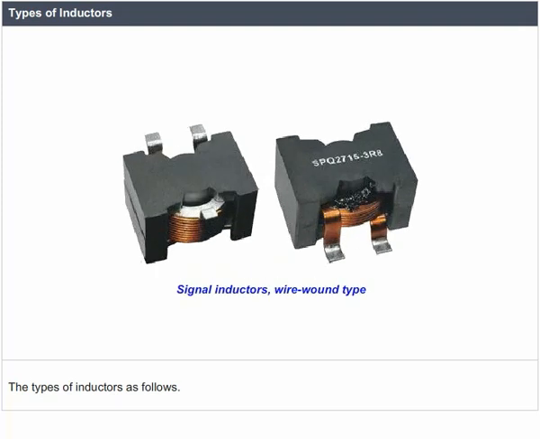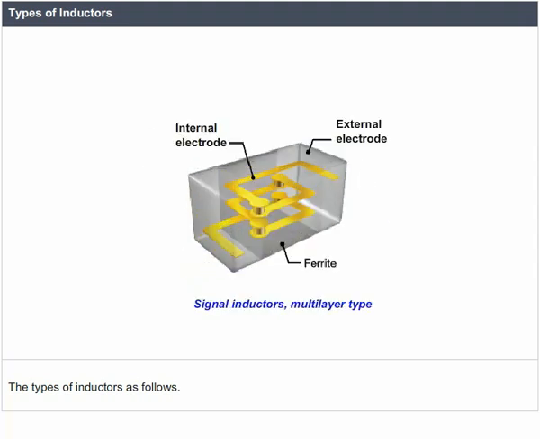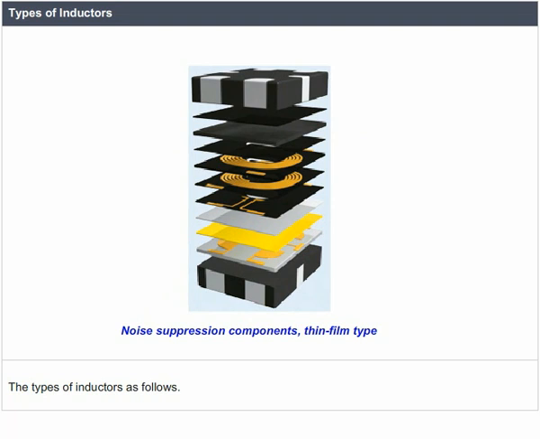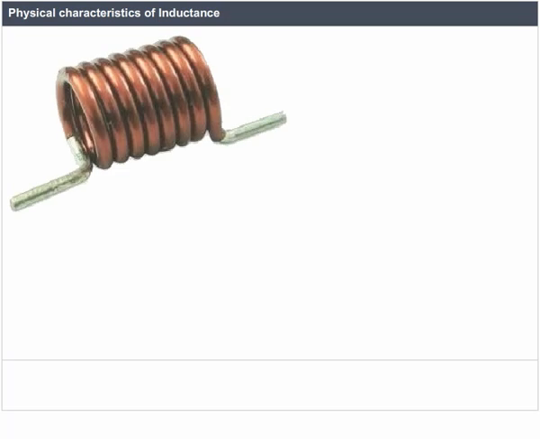Types of inductors. The types of inductors are as follows: signal inductors, wire wound type; signal inductors, multilayer type; power inductors, wire wound type; noise suppression components, thin film type. Physical characteristics of inductance.